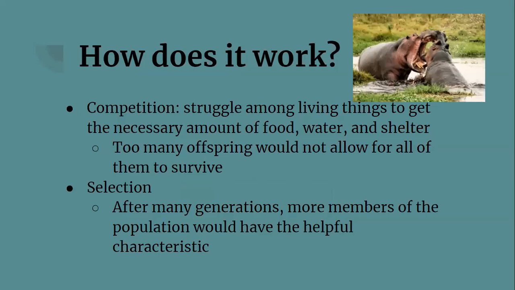So how did this occur? So Darwin identified 3 factors that affect natural selection. So these 3 factors are going to be overproduction, variation, and competition. So first, there must be overproduction.